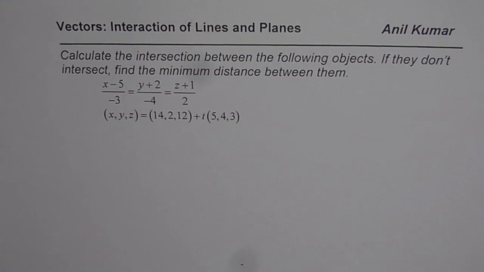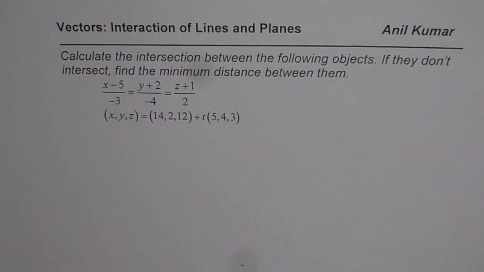I'm Anil Kumar, sharing with you some test questions on interaction of lines and planes. The question here is, calculate the intersection between the following objects. If they don't intersect, find the minimum distance between them.